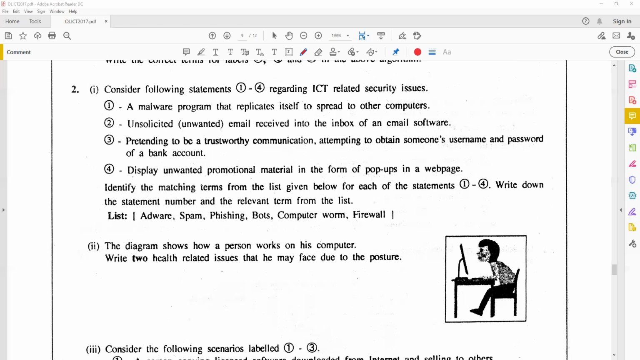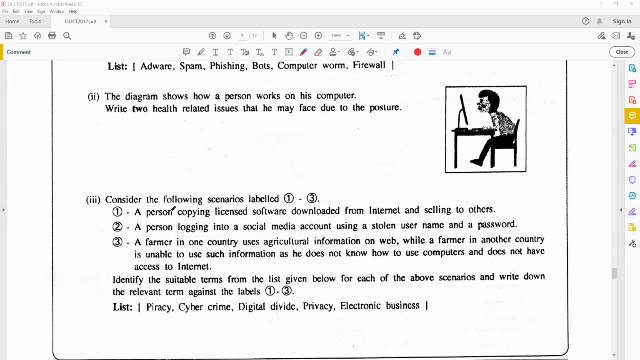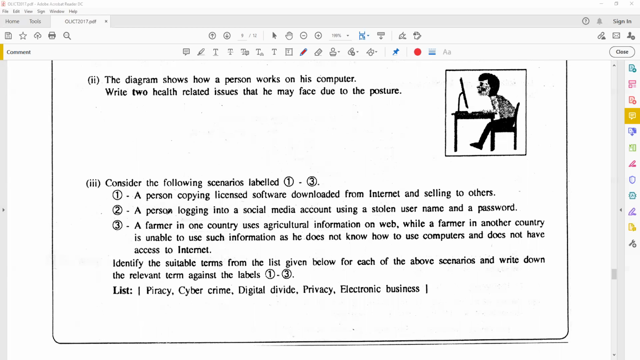Okay, let's move to part two. The diagram shows how a person works on his computer, right? Two health related issues that may be faced due to posture. So I think this is a common question we are getting, the posture. Yes. So the health issues, starting from back pain, leg pain, arm pain, frozen shoulders, musculoskeletal syndrome, right? Neck pain, headaches, CVS, RSI, CTS, all these can come under the answer.